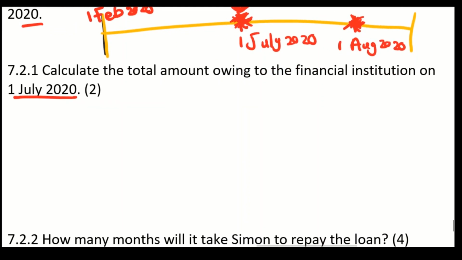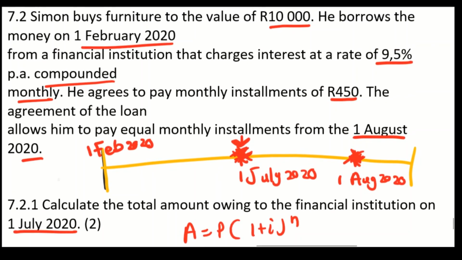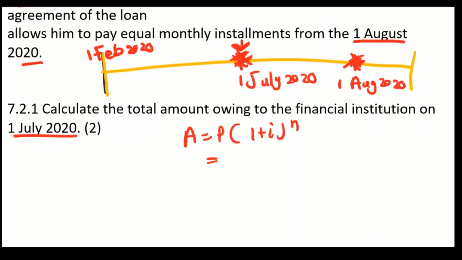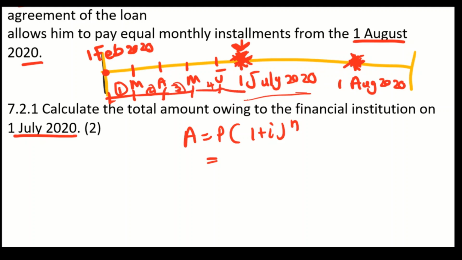So to calculate that, we're going to say A is equals to P, 1 plus I to the power of n. So why? Because this loan of 10,000 Rand is going to gain interest up until it gets to the 1st of July. So after February comes March, right? March, April, May, and then June, right? So we need to calculate how many months from Feb to July. So it's going to be 1, 2, 3, 4, 5, right? So it's 5 months. So meaning n is going to be equals to 5, right?